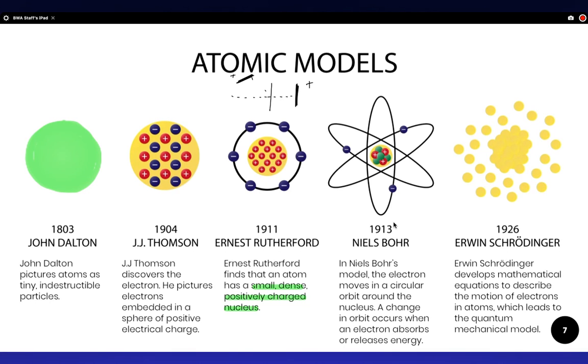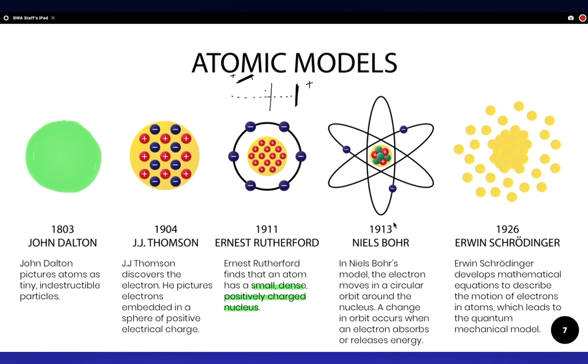And an analogy I've heard about how much empty space there is: if you went to a professional football stadium, the nucleus would actually be the size of a basketball in the middle of the stadium, and the rest of the atom is empty. So that's how much empty space there actually is in an atom.